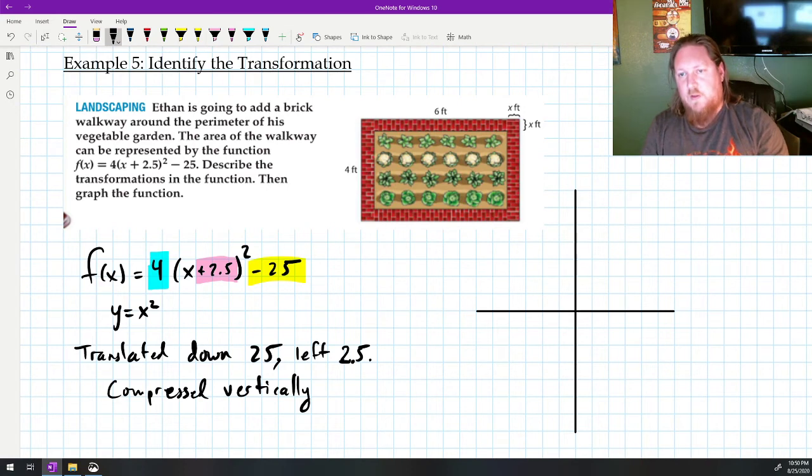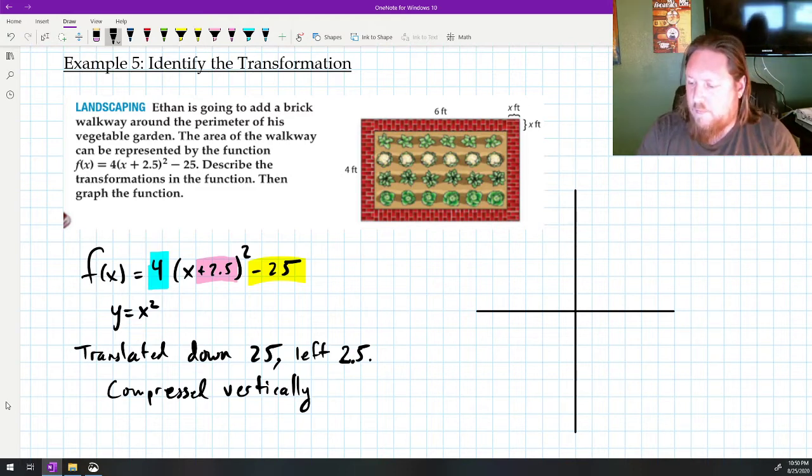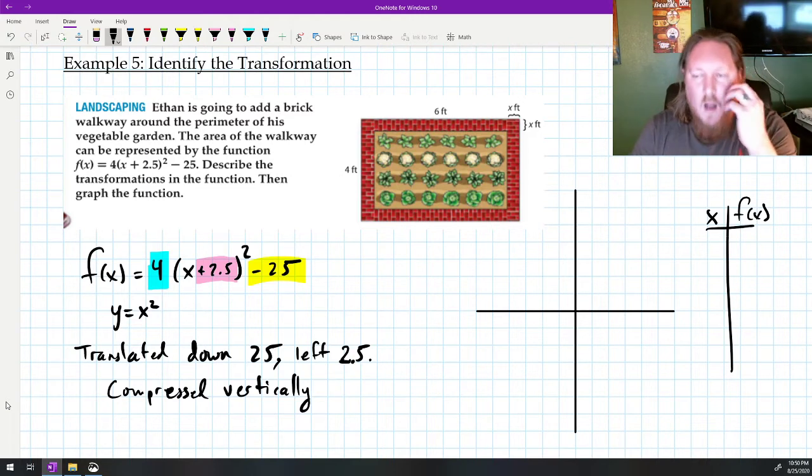Let's graph the function. Now, for something like this, even me, sometimes it's hard to just draw the translations out, particularly when you have something like it's translated down 25. That's really far down, right? So here, it might be easier to do some table of values. So I'm actually going to draw a table of values over on the side. x and f of x. Now, I'm going to pick some points out of convenience.